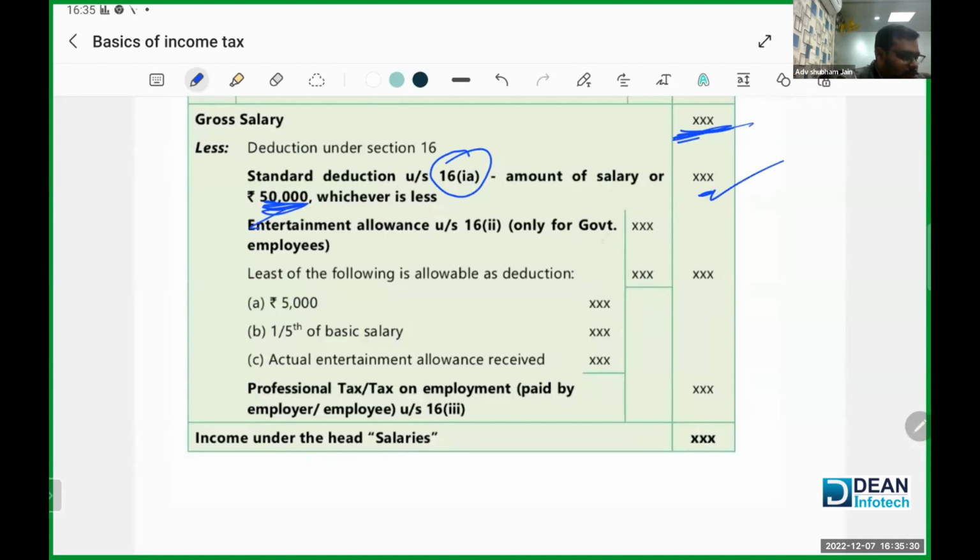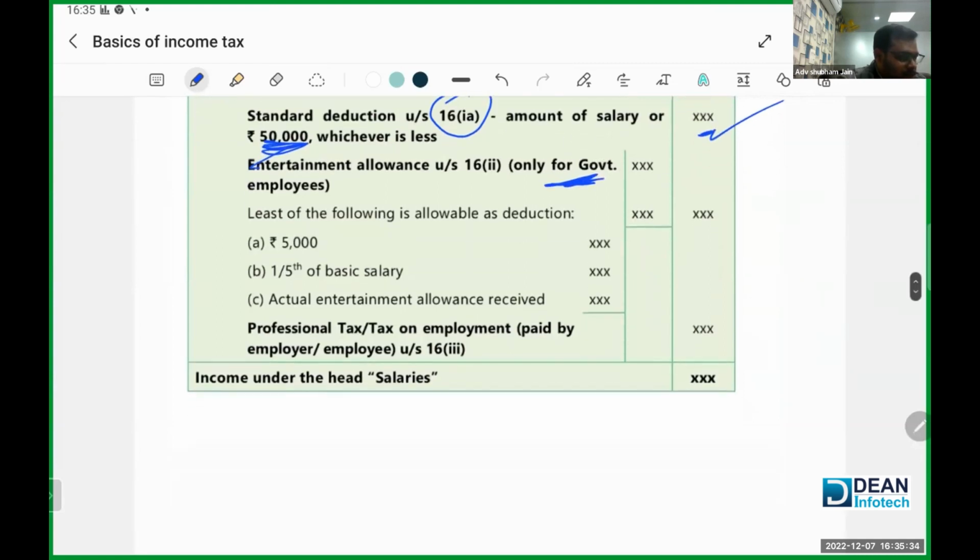Then this is for government employees only. This is irrelevant for now. Whatever the professional tax is being deducted, we're going to write here, and then at the end, this is the net salary that is being computed, and the tax that will be calculated will be on this particular salary. This is how we calculate the income under the head salaries.